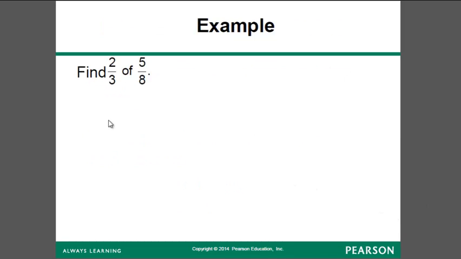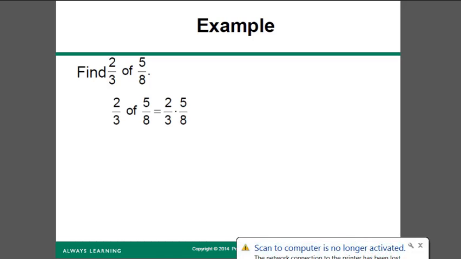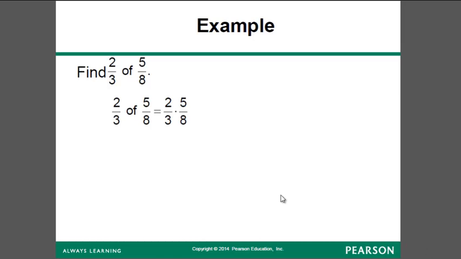So whenever I want to find 2/3 of 5/8, I want to remember first of all that the word "of" means to multiply. So I want to multiply 2/3 times 5/8. And I can multiply straight across. 2 times 5, 3 times 8.